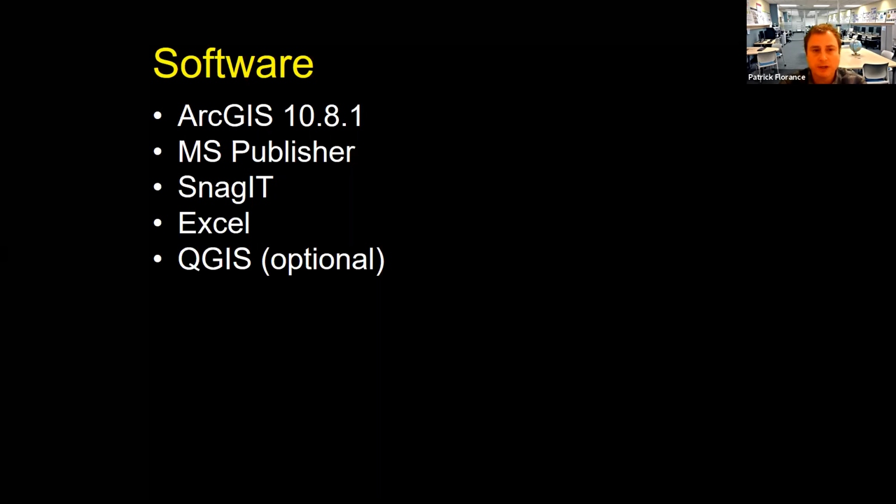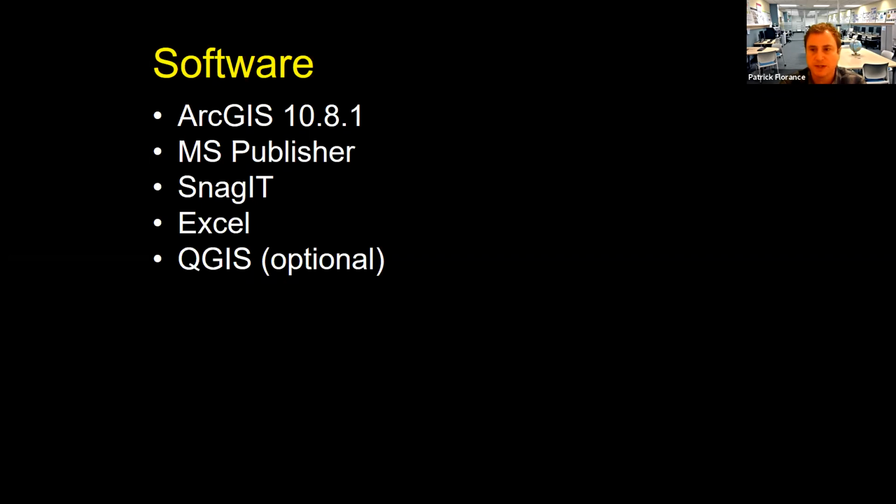Software. We're primarily going to learn a software called ArcGIS. We'll use the most current version. It's industry standard software. And we'll also use desktop publishing software like Microsoft Publisher, get better at Excel, Snagit, and possibly even Quantum GIS, which is an open source software. That's optional.